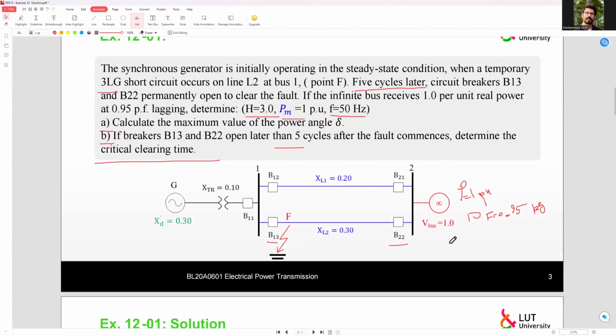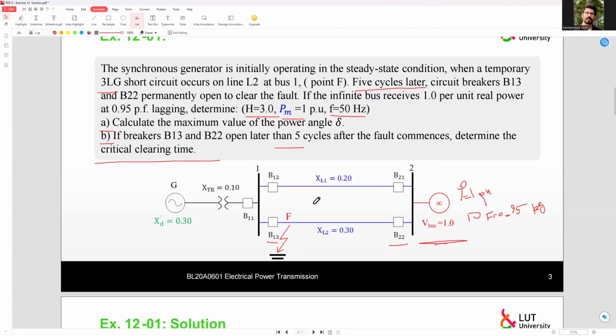So here we have the infinite bus or the grid bus. It has a 1 per unit voltage in bus number 2, and other parameters that we have here, the active power and also the power factor. So as you may know from the lecture session, we need to form the power equation for each stage.